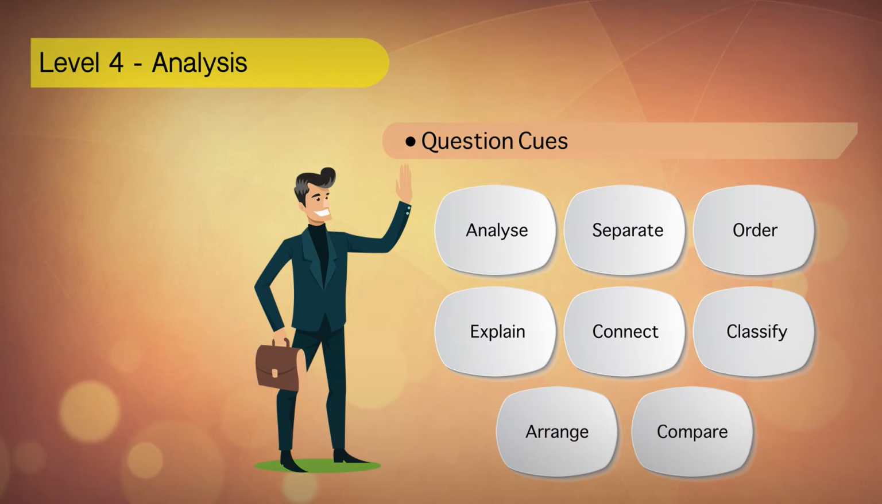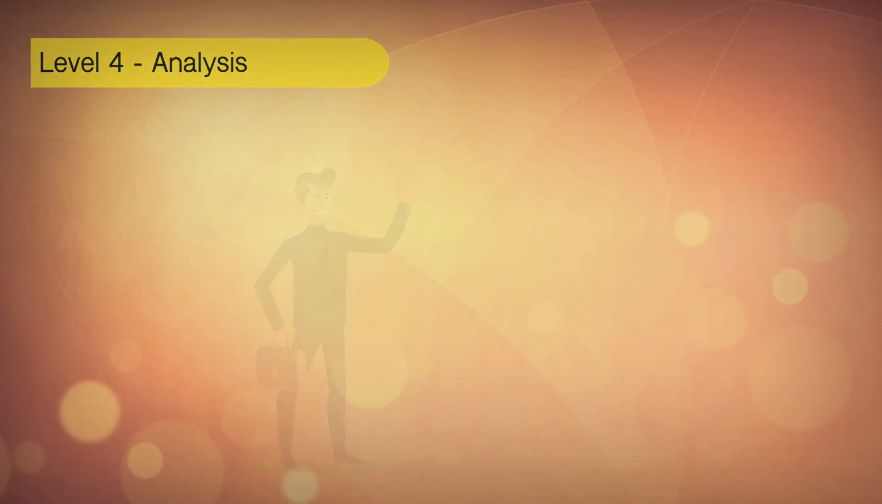This slide shows some of the skills that a student may acquire in order to achieve the analysis level of cognition. The keywords shown in the slides are commonly used to formulate test questions for measuring learners' ability to perform analysis. Level 5 is synthesis. It is about the ability to formulate a new idea.